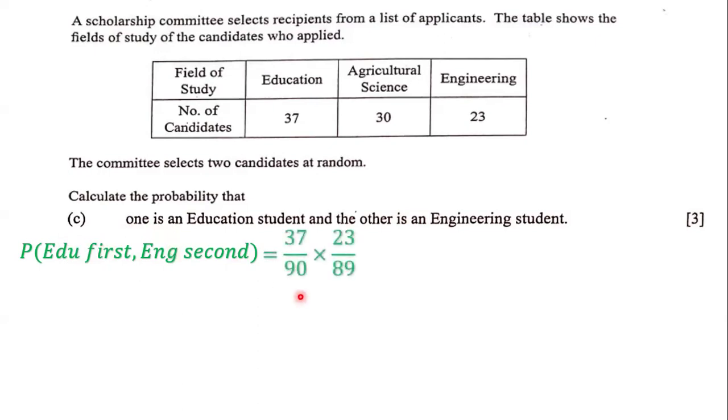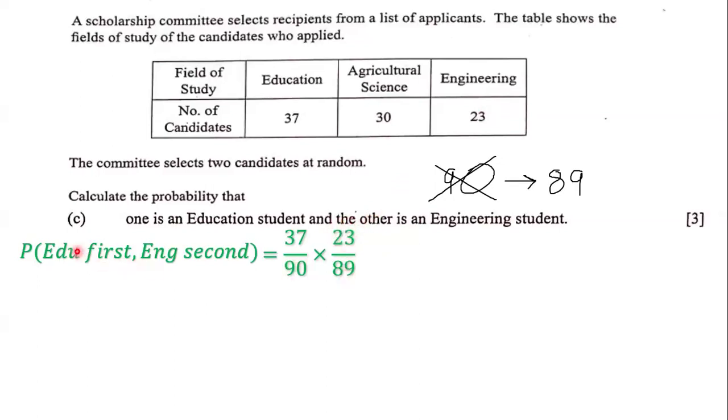If the education student is selected first, there are 37 education students, and there's a total of 90 students to choose from. So it's 37 out of 90. But after that student is selected, it's not going to be 90 anymore, because you already selected one student. It's going to be 89 students to choose from. Since the second student must be from engineering, there are 23 engineering students to choose from. And so it's going to be 23 all over 89.